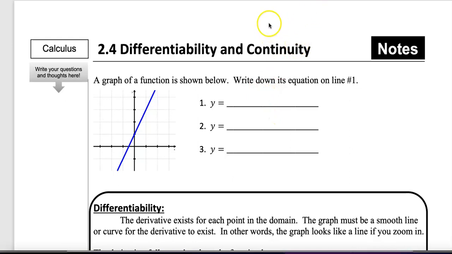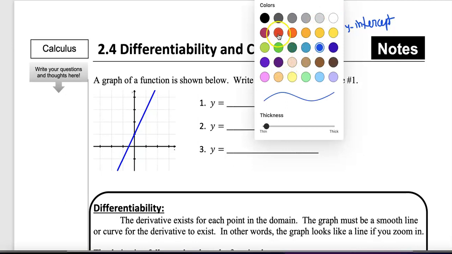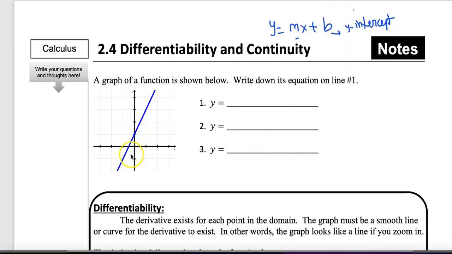Simply, what we are trying to write is y = mx + b, where m is your slope and b is the y-intercept. The y-intercept means the value of y when x is 0. When you look over here, what is the value of y when x is 0? You will see this is 1. So b is 1.